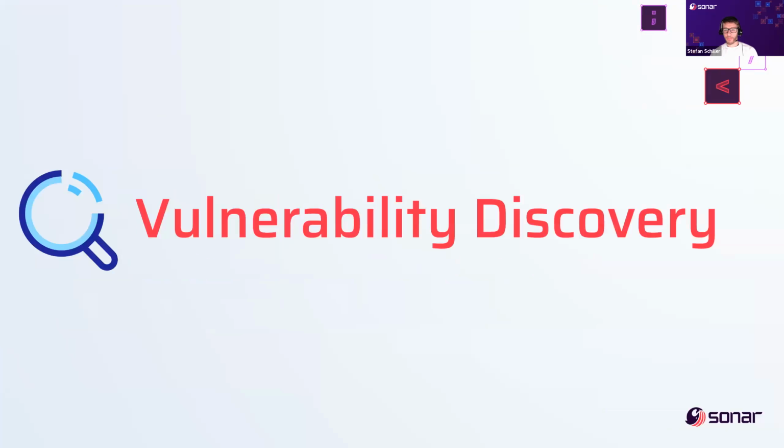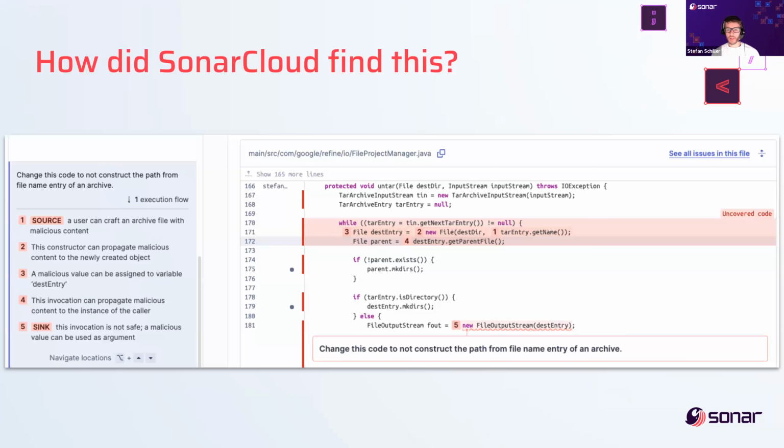So before we take a look at this specific vulnerability in detail, let's briefly talk about vulnerability discovery. How was SonarCloud even able to discover this vulnerability? On the SonarCloud UI, we can see these different steps. On the left side, the first step with number 1 is named source. And the last step with number 5 is called sink. This is the taint flow of the vulnerability.